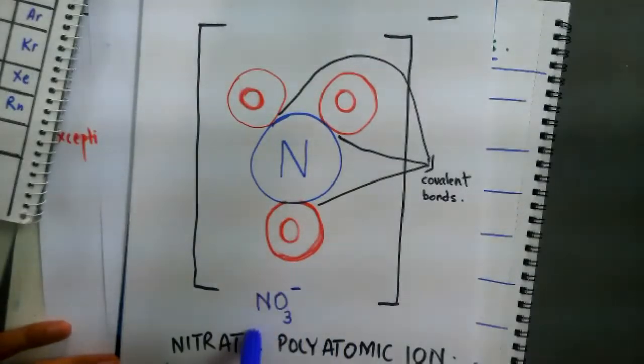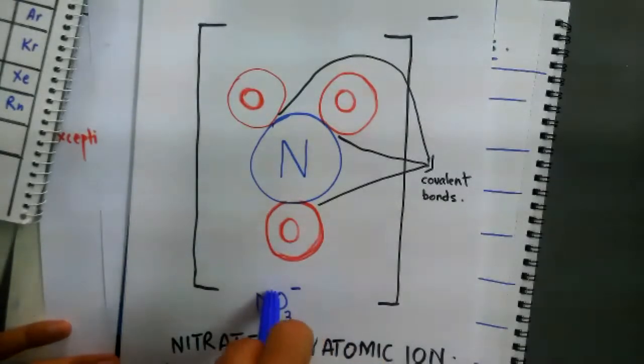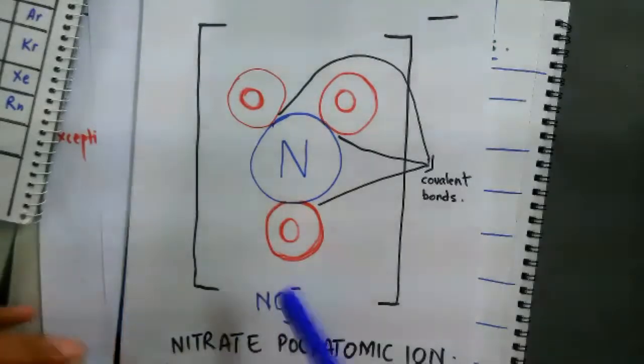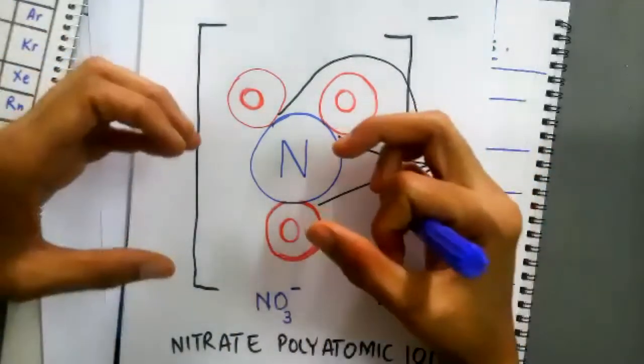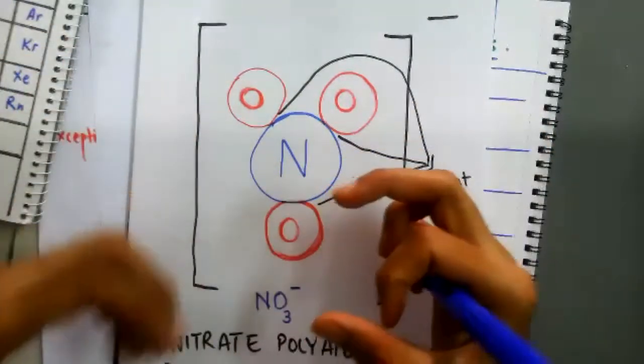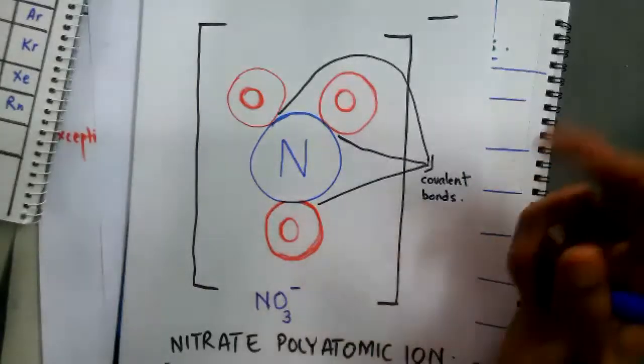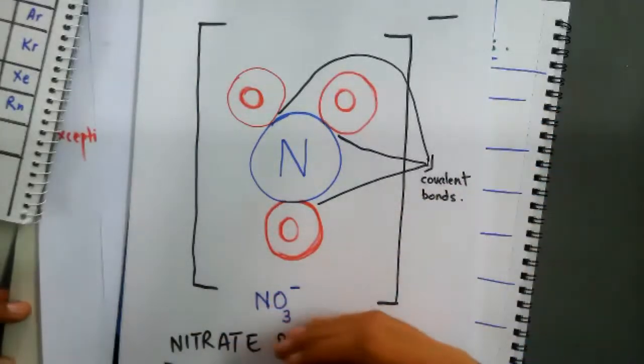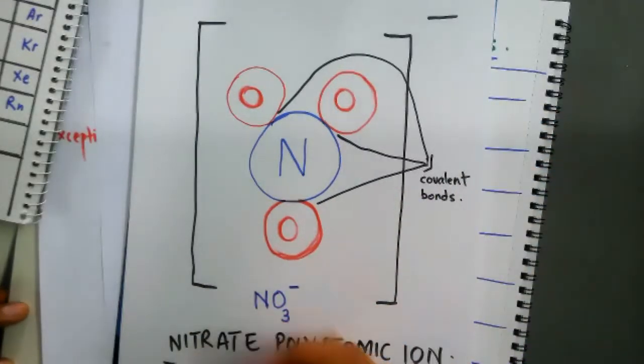Now, why do they combine together this way? If they cannot be neutral, why do they combine like this in the first place? Well, that will be dealt with later when we learn how to draw dot and cross diagrams, where you make diagrams of atomic structures showing them sharing electrons with each other. For now, just understand that that's the charge they have.